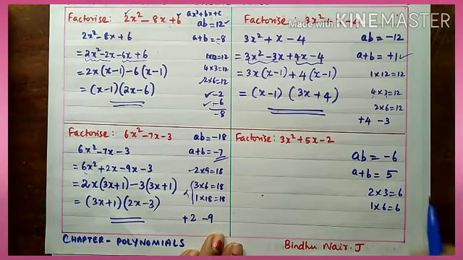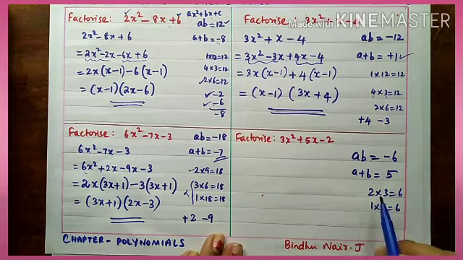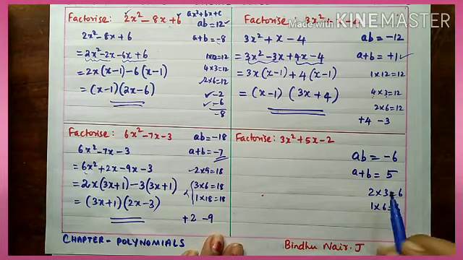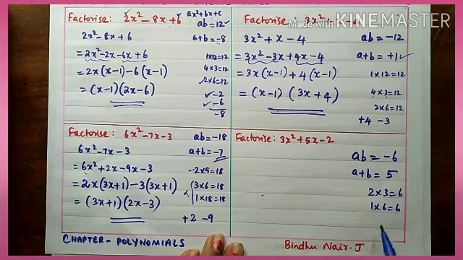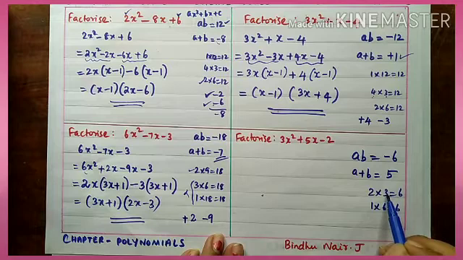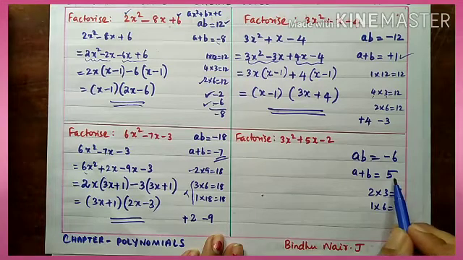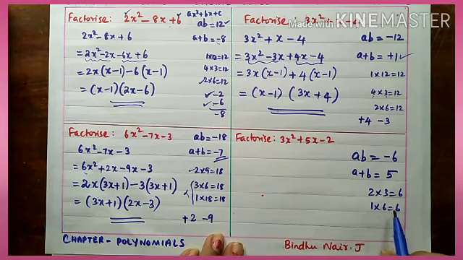Okay, so now you see the sum value 5. Where from we will get 5? 2 and 3 equal to 6, and 1 and 6 is 6. So which is more suitable to get 5 as the sum? When you add 2 and 3 also we get 5, when you subtract 1 and 6 also we get 5. So you see, the product value minus 6 is wanted.